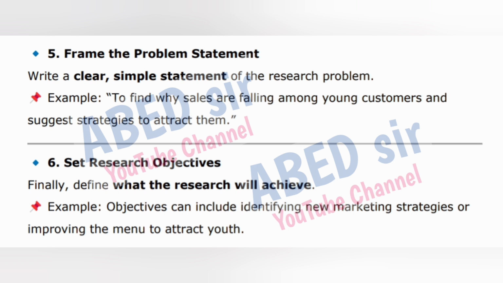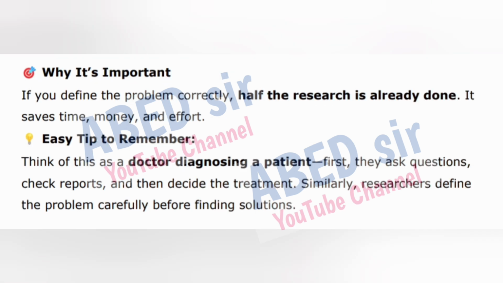Example, to find why sales are falling among young customers and suggest strategies to attract them. 6. Set research objectives. Finally, define what the research will achieve. Example, objectives can include identifying new marketing strategies or improving the menu to attract youth. Why it's important? If you define the problem correctly, half the research is already done.